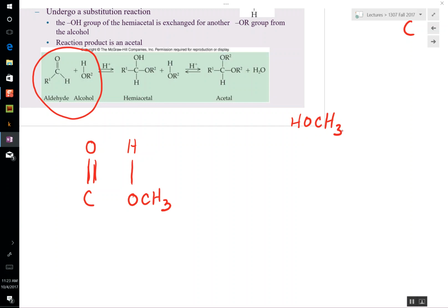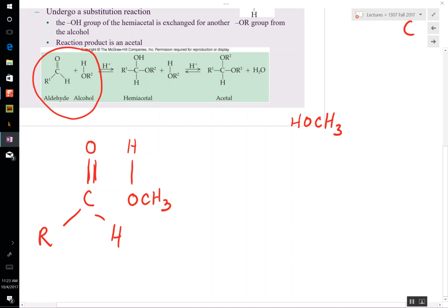What am I doing? I'm accentuating this hydrogen-oxygen bond right here. There's nothing different here. I'm just saying let's really focus on this hydrogen-oxygen bond. And this alcohol is going to add to this double bond in a very similar way that hydrogen adds to a double bond. Part of the molecule is going to go on the oxygen, and the other part of the molecule is going to go right here.